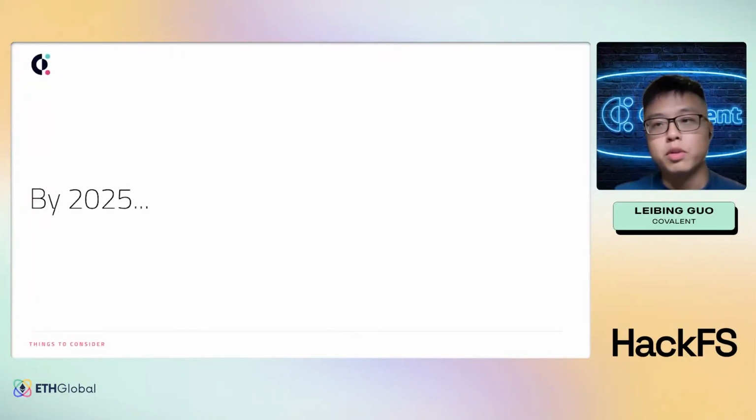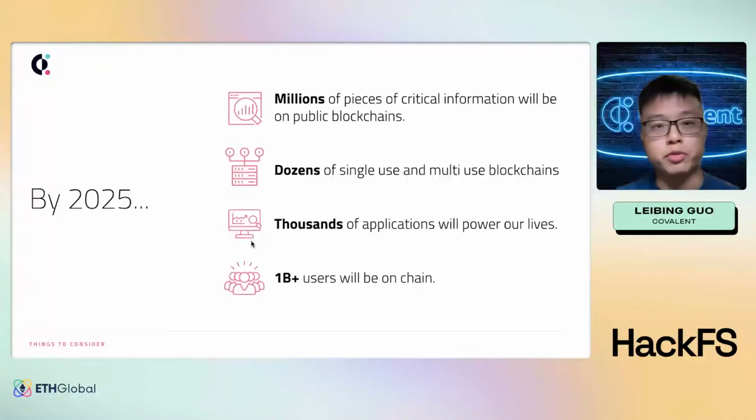No matter if you develop in Ethereum or any other blockchain, those properties are available. So by 2025, we see, and by we, I mean here at Covalent, we believe that there will be millions of critical information on public blockchains, and in fact, that vision has already been accomplished, right? There will be dozens of single-use and multi-use blockchains, and this vision has already been accomplished. So maybe we should change it to 2023 or 2022, because these things are already happening. Thousands of applications powering our lives.